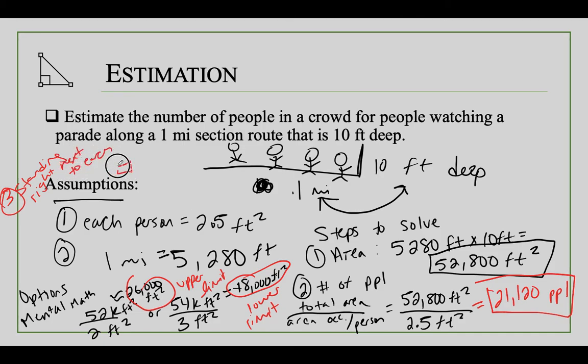So it'd be like 2.5 feet squared, 2.5 feet squared, right? So that's each person. So that would be a really crowded parade, and I would not like to be there. And it does indeed sound like the Macy's Thanksgiving Day Parade, because that always looks packed.